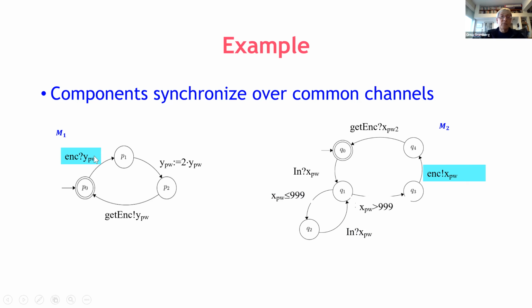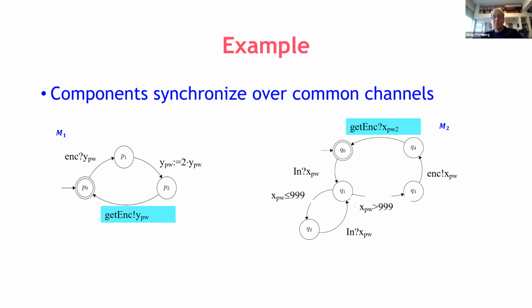Now next, M1 does some encoding for Y, it doubles it by 2, and then it sends it back. So now again we synchronize on the channel get encryption, where now the value of Y is sent to X.